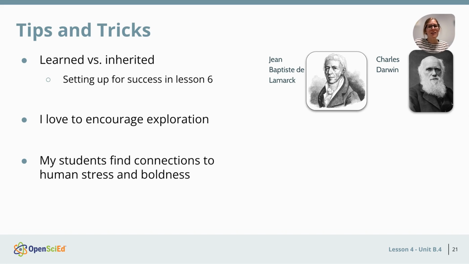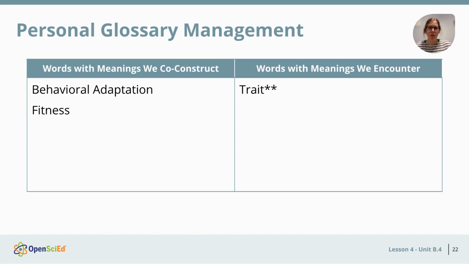All right, another tip and trick for you is learned versus inherited. So we have a lot of discussions about learned versus inherited and making correlations of what other behaviors could possibly be learned, or what other behaviors could possibly be inherited, and what could a genetic component be for different behaviors in non-human species. I love to encourage this exploration, especially because it really sets up a lot of success for students in the next lesson. And then my students find connections to human stress and boldness really powerful.